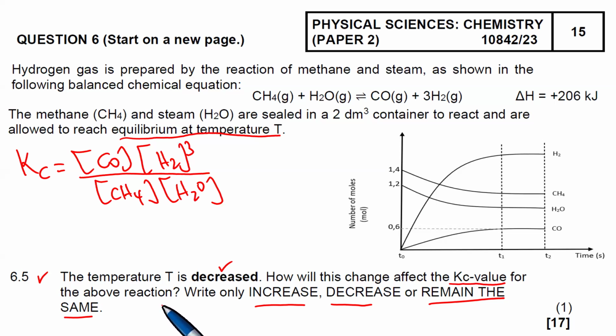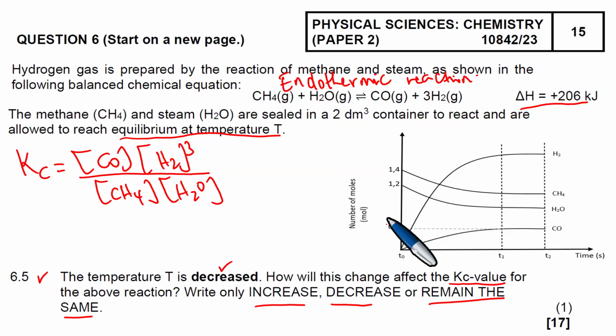So if the temperature is decreased, what happens? Remember this reaction, grade 11 kids, you need to know this. If the heat of reaction is positive, it means that this is an endothermic chemical reaction.